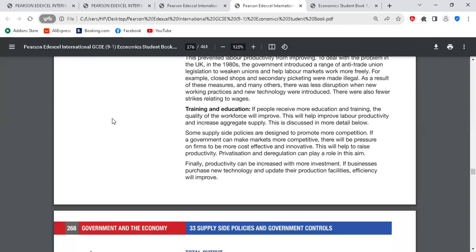Two, training and education. Training and education will make the workforce more employable because it improves their skills and their knowledge. If people receive more education and training, the quality of the workforce will improve. This will help improve labor productivity and increase aggregate supply. This is discussed in more detail below. Before we go into that, I'll explain what training and education will do. They would increase labor productivity because labor becomes more flexible. They know more, so their knowledge has improved. Their skills are improved, so they will be able to do more than what they used to do. Labor productivity will increase.